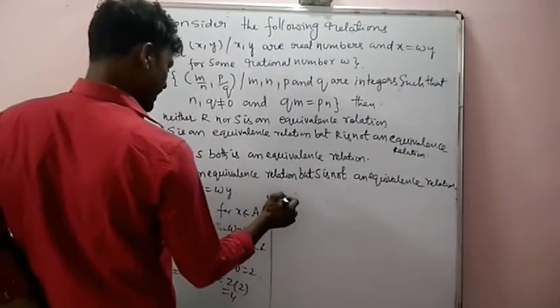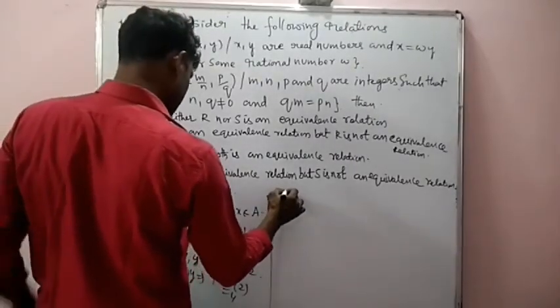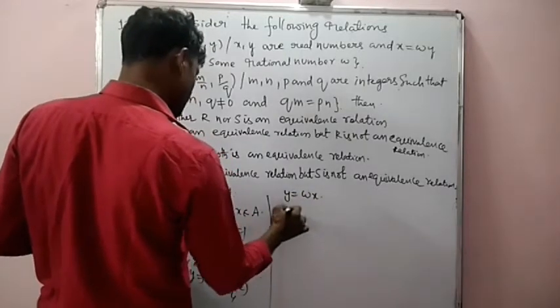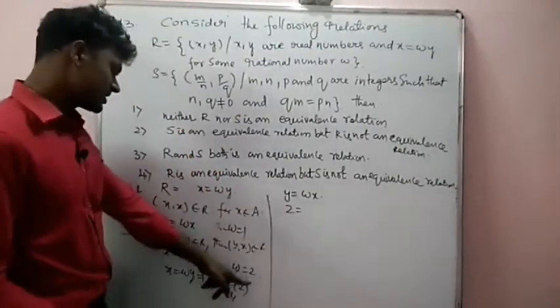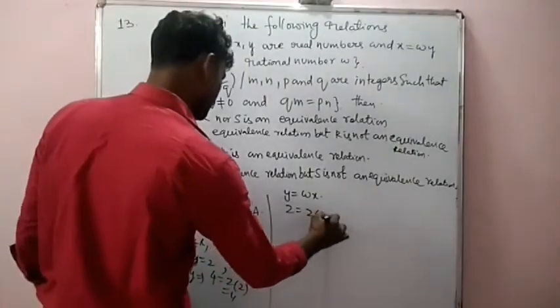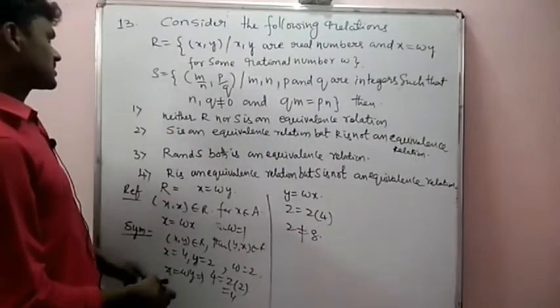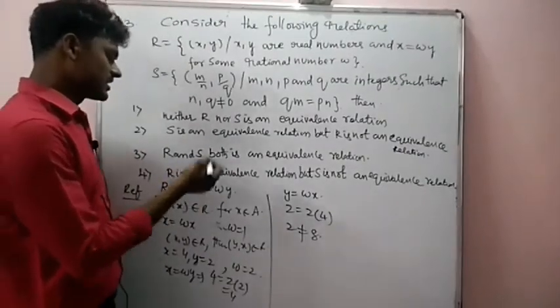Now we have to check whether (y, x) belongs to R or not. Then y = ωx. Here y is 2, ω is 2, and x is 4. Then 2 is not equal to 4. So this fails. That means R is not an equivalence relation.